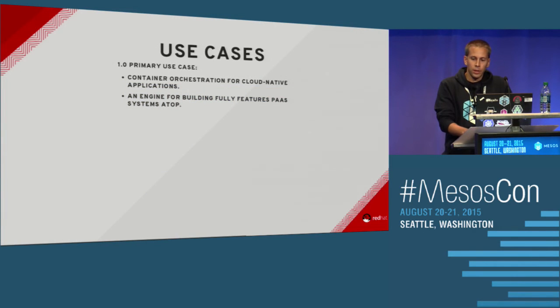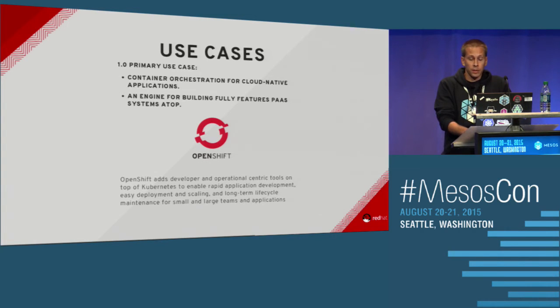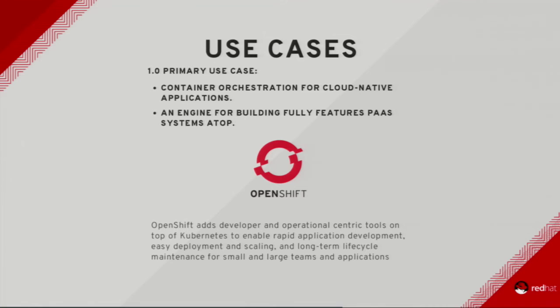So what are the use cases? Well, one primary use case is container orchestration for cloud native applications. That's like the de facto thing that people use it for. They also use it as an engine for building fully featured PaaS systems atop of them, right? A good example of this is OpenShift. OpenShift adds the developer and operational centric tools on top of Kubernetes to enable rapid application development, easy deployment and scaling, and long-term lifecycle maintenance of small and large-term team applications.